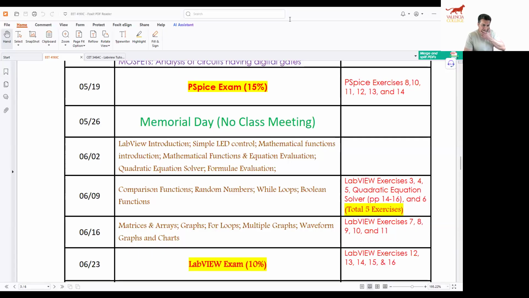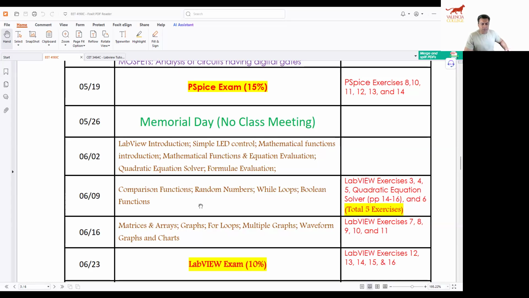Okay, so let's see what we have to do today in LabVIEW. We are going to look at the comparison functions. Comparison functions are functions that are used to compare two values, and based on that comparison, a result is generated. So functions like greater, if you're comparing two values, if one value is greater than the other value, or equal, less or equal, greater or equal, all those functions are called comparison functions.